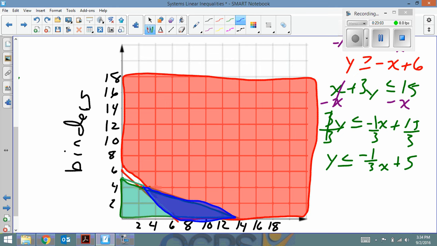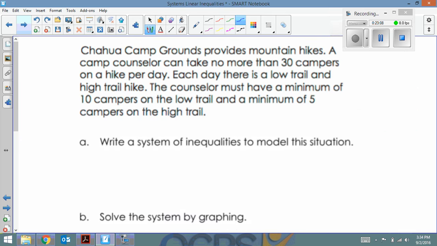Okay, a couple more problems to work on. All right, it says Chahoua Campgrounds provides mountain hikes. A counselor can take no more than 30 campers on a hike per day. Each day there is a low trail and a high trail. The counselor must have a minimum of 10 campers on the low trail and a minimum of 5 campers on the high trail. All right, so we first got to set our variables.